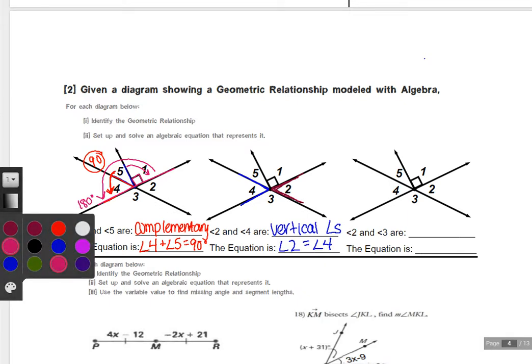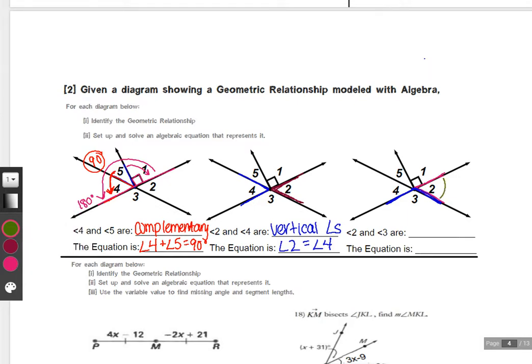The next one, we're looking at angle 2 and angle 3. Important thing to notice here would be that these two angles are combining to create a straight line. So if I took this angle, angle 2, combine it with angle 3, you're going to have a straight line. Something that you should automatically be thinking when you think of straight angles would be that they equal 180 degrees. Which means that when I combine angle 2 and angle 3, I should get 180.